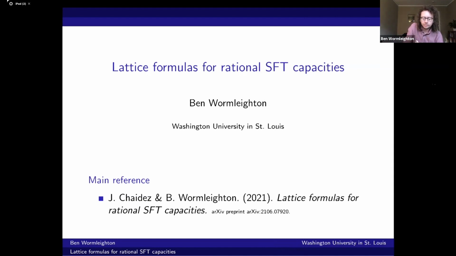So I'm going to talk about new perspectives on newish capacities. This is all based on this paper that Julian Chaidez and I wrote and posted on the arXiv a few weeks ago. The lattice formulas is a reference to the kind of combinatorial flavor of this work. So the formulas that we're going to produce for these SFT capacities are combinatorial in nature, which is great because, as for other similar combinatorial formulas for capacities in the toric case, that means computations become accessible.